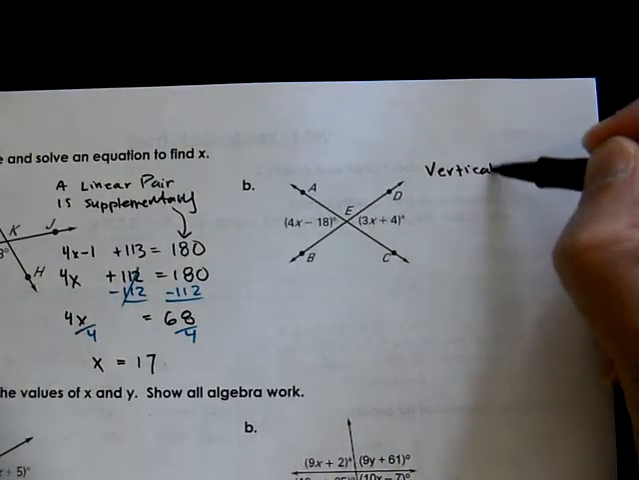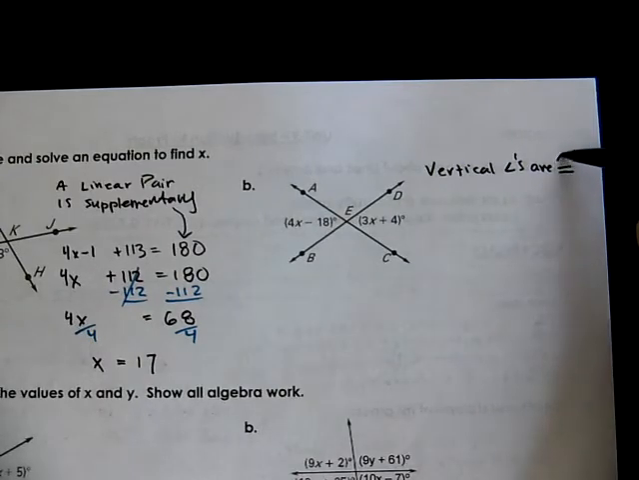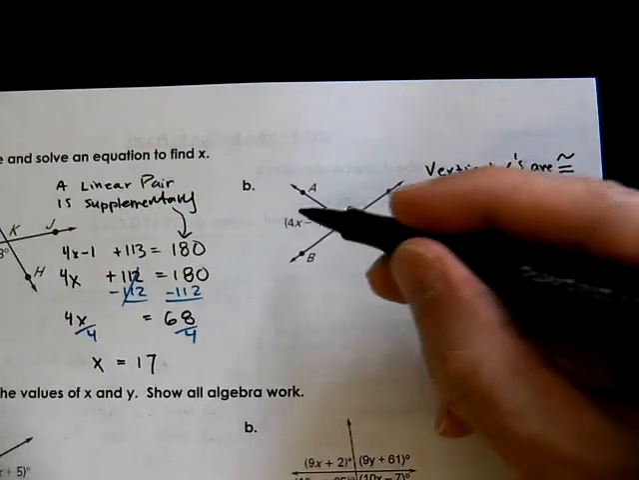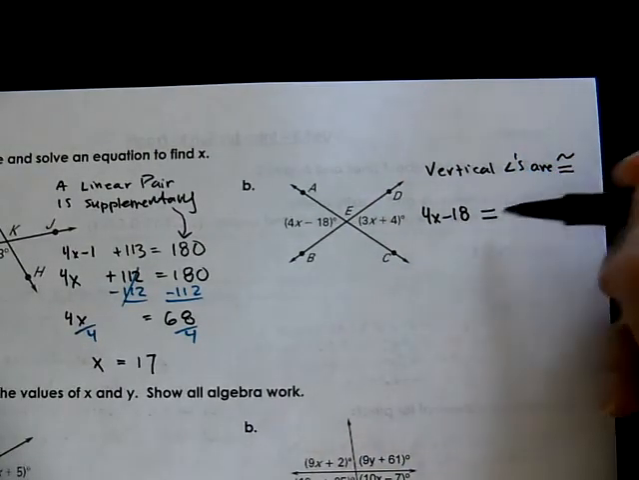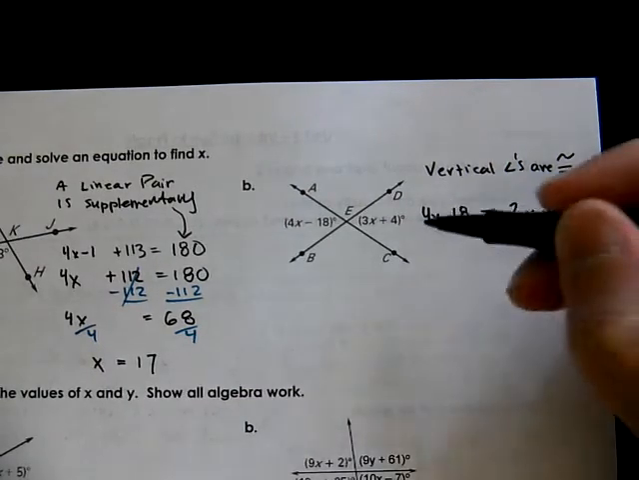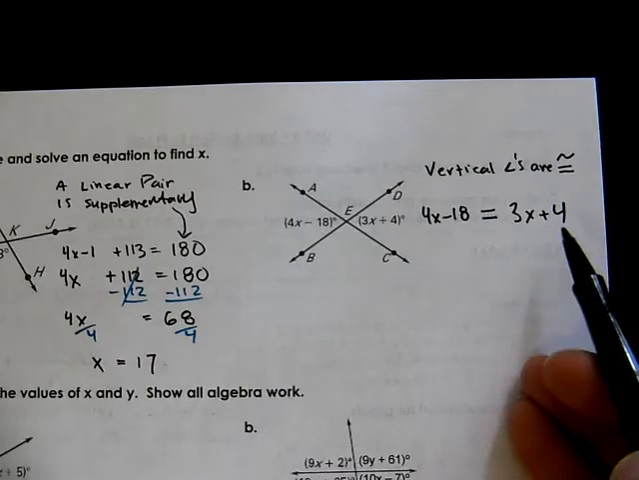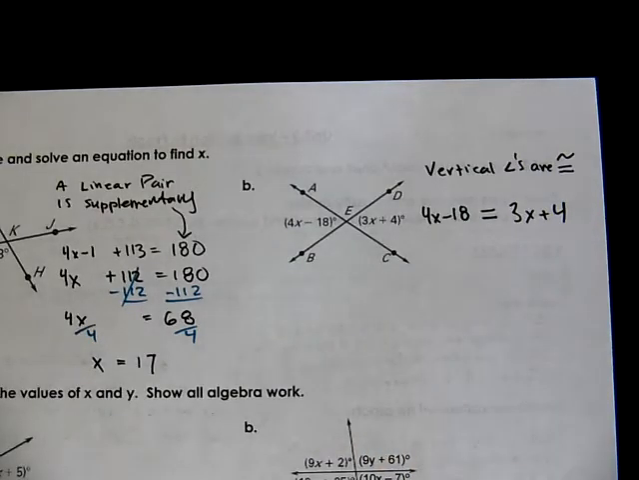And we learned that vertical angles are congruent. So if they are congruent, that means they are equal in size. So we will set these two angles equal to each other. The angle on the left, 4x minus 18, is equal in size to the angle on the right, the 3x plus 4. That's how we know how to set up the equation. So notice we're not adding this up to 180 because it's not a supplementary pair.